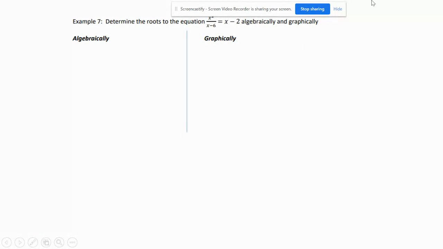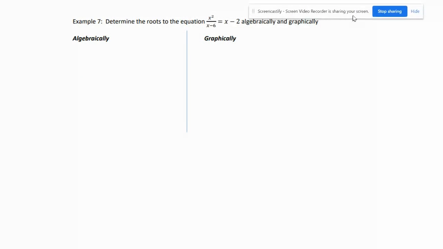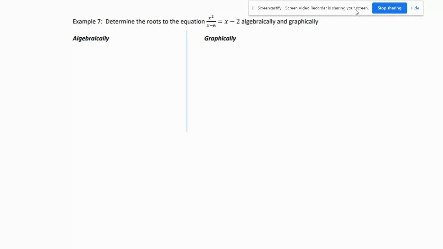Example 7. Okay, so we want to be able to determine the roots algebraically and graphically. So, guys, we did equations like this in Math 20. If I'm doing this question, I would multiply both sides of the equation by x minus 6, which is the lowest common denominator. So they cancel out over here.